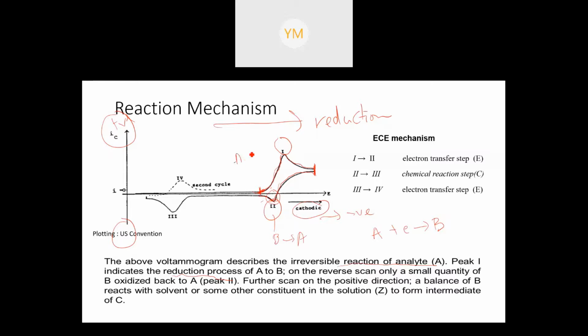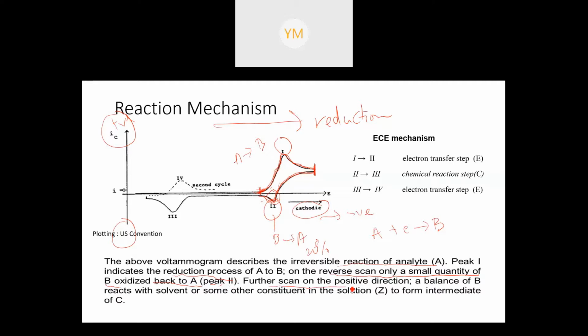This is A to B here. A reduces to B, then when B is oxidized back to A, only a small amount, probably about 20%, goes back to A, but 80% probably changes to a new product, an intermediate. So on the reverse scan, only a small quantity of B is oxidized to A here at peak 2.